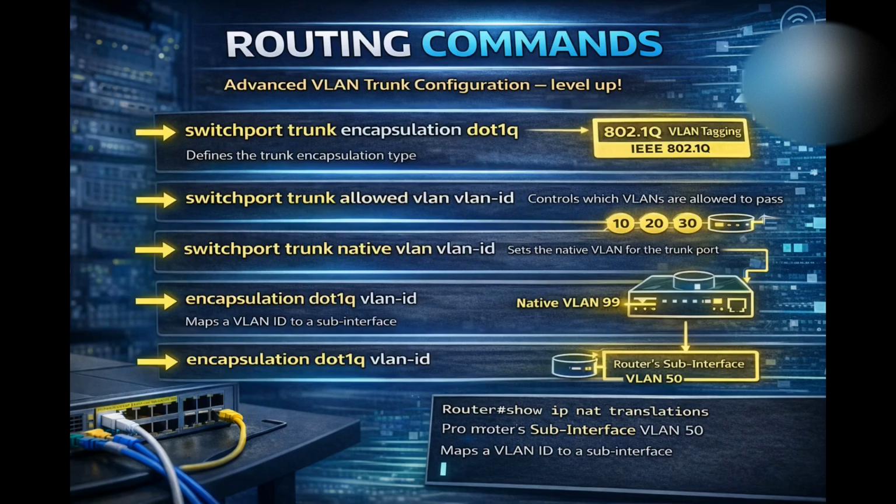And finally, encapsulation dot1q vlan ID. This command is typically used in router subinterfaces for inter-VLAN routing. It maps a VLAN ID to a specific subinterface. And that's how trunk and inter-VLAN routing configuration works.